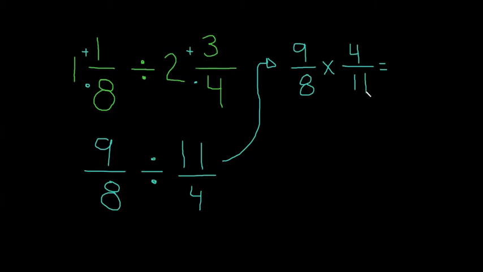Now, one thing I noticed right away is my 9 and 11 I can't do anything with, but my 4 and my 8 I can. So 4 goes into itself once and into 8 2 times. So now 1 times 9 is 9, and 2 times 11 is 22. And I know it's already simplified because it's simplified here and simplified there. So this is my answer.